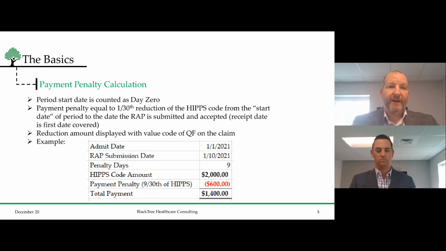How you're going to identify it on the claim itself, you'll see the reduction amount displayed with a value code of QF on the claim, and then that'll indicate what that payment penalty amount is.